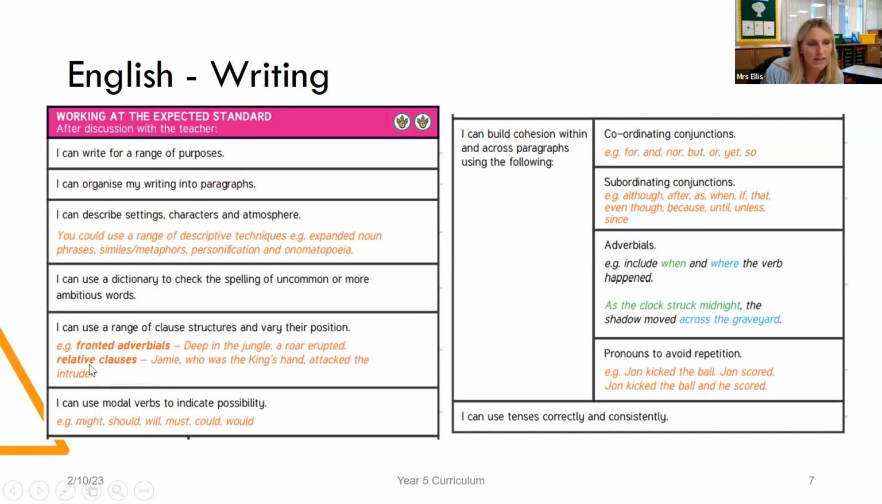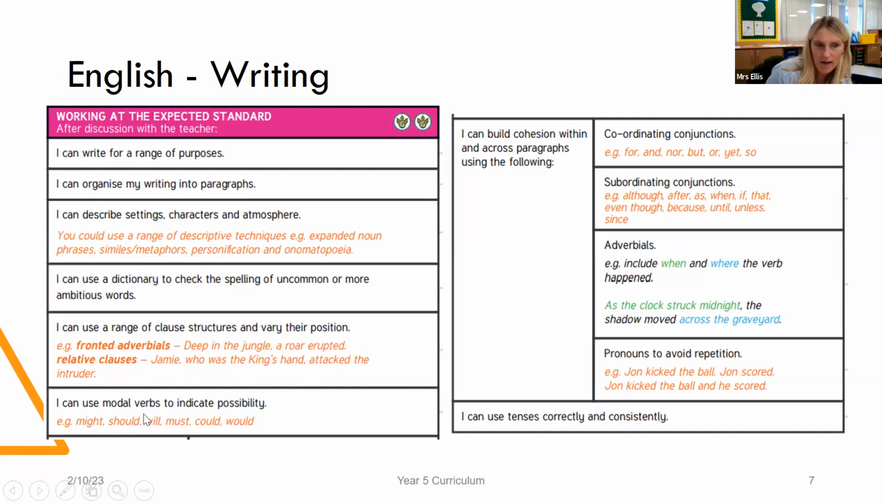New to Year 5 is looking at relative clauses. So we've not looked at these yet, but this is where that extra bit of information is embedded or added on to the end of a sentence. So, "Jamie, who was the king's hand, attacked the intruder." So that extra bit, "who was the king's hand", is adding extra information about Jamie.